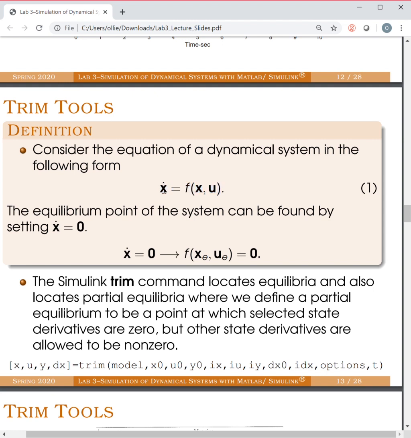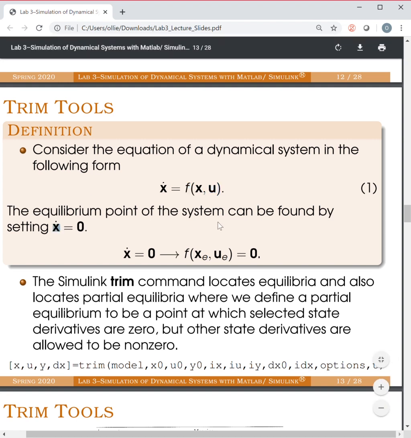There's a linear relationship between the derivative of the state and x, right? They're just related by some A matrix. Here we're just generalizing it. We're saying the derivative of the state is equal to some function of the state itself times some forcing. And we know that the equilibrium occurs when the derivative of the state is equal to 0.